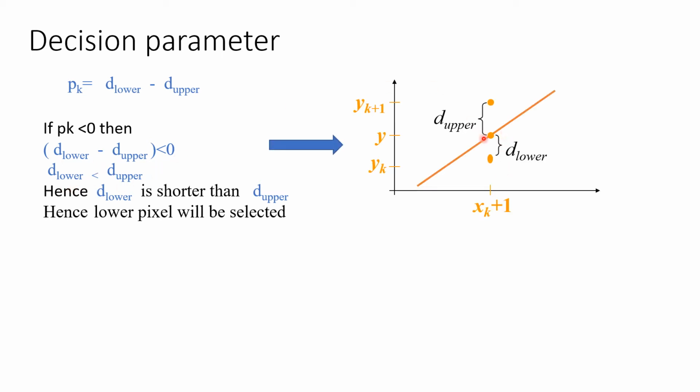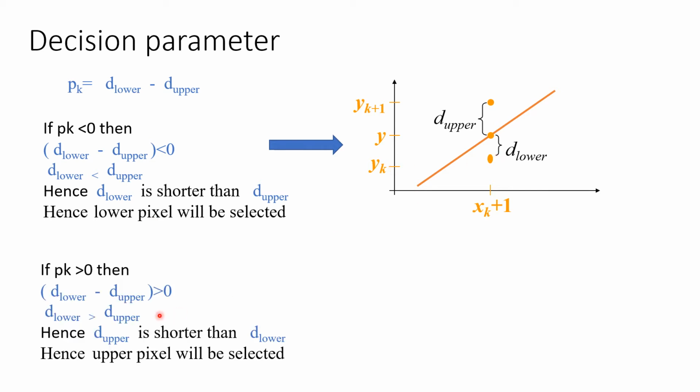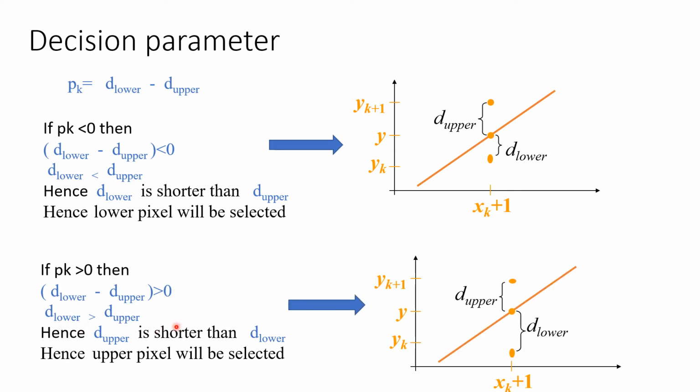When d lower is less than d upper, the lower pixel is closer to the line path, and hence we will choose the lower pixel, which is given by yk. However, if pk is greater than 0, then this difference is greater than 0, meaning d lower is greater than d upper. If d lower is greater than d upper, then we choose the upper pixel because it is closer to the line path, and we choose yk plus 1.